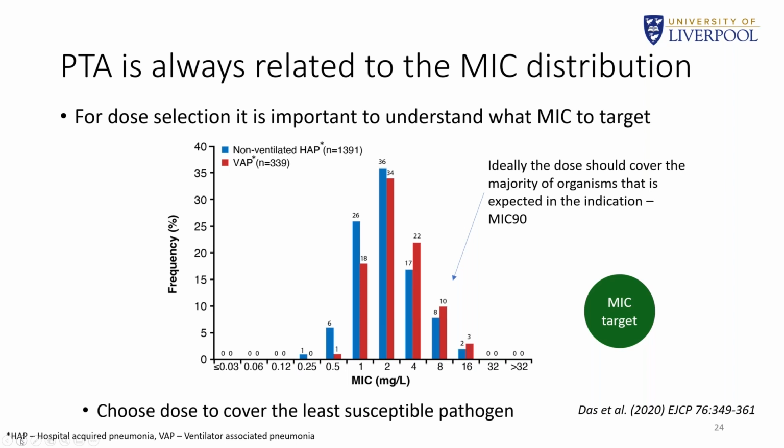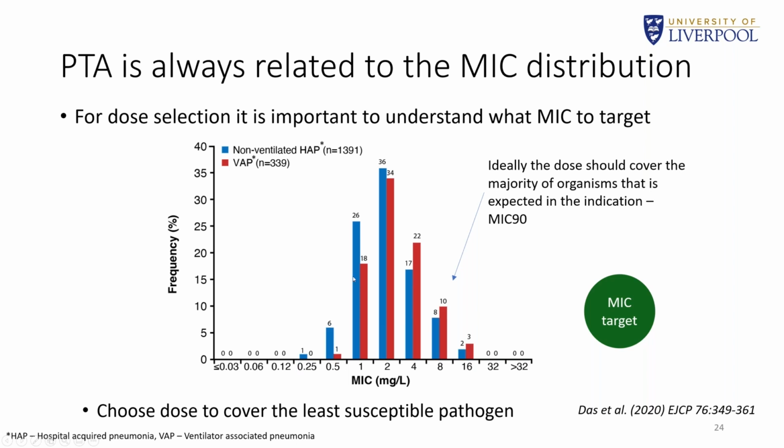So we always relate our PTA to MIC distribution. For our dose selection, it's important for us to understand what MIC we're wanting to target. So we generate data of MIC of the drug that we're trying to develop across many different panels of isolates. Ideally, we're trying to develop a drug that's going to cover the majority of organisms expected in that indication. So ideally, you would like to have your dose cover the MIC 90 of that distribution.